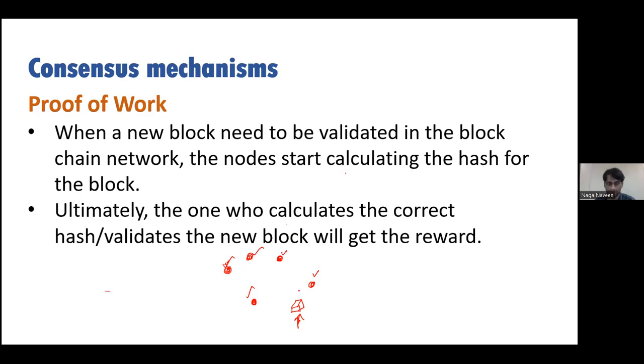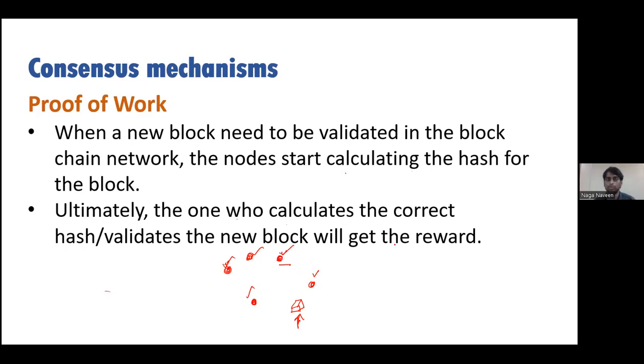Why do they want to validate that particular block, or why do they want to add that particular block to the chain? Because if they validate that particular block successfully, they will get a reward. It may be Bitcoin, it may be a transaction fee, it can be anything. But ultimately, in order to get the reward, everyone starts trying to validate that particular block. So when everyone starts trying to validate this block, ultimately only one person will be successful.